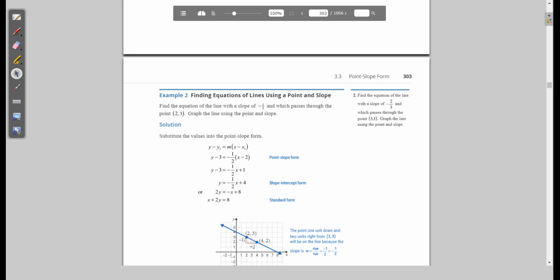So let's put that into practice. Oh, I already snipped it. Let's put that into practice. This reads, find the equation of a line with slope of -1/2 and which passes through the point (2, 3). Looking at this, I'm given a point and I'm given a slope, so I must use the point slope form. Let's write the point slope form again real quickly: y minus y1 is equal to m times x minus x1.